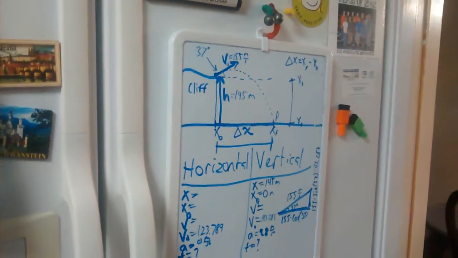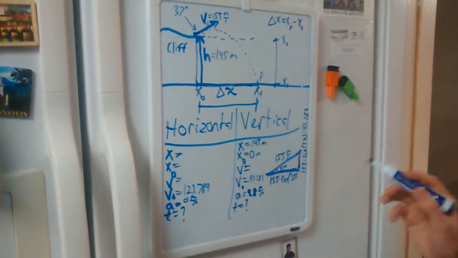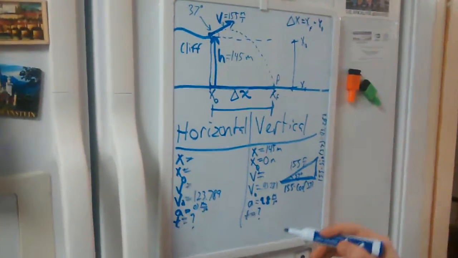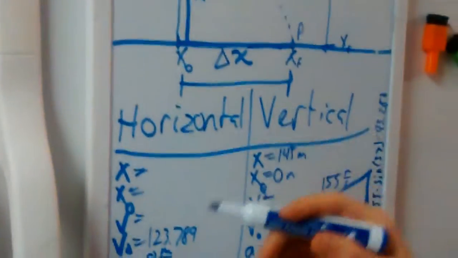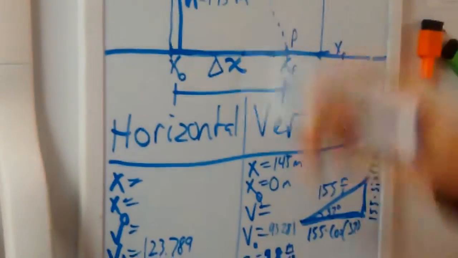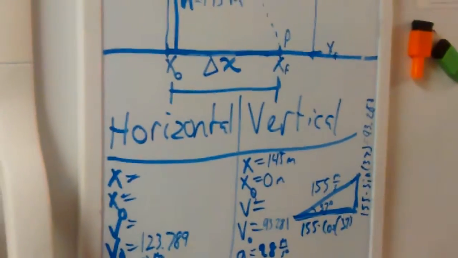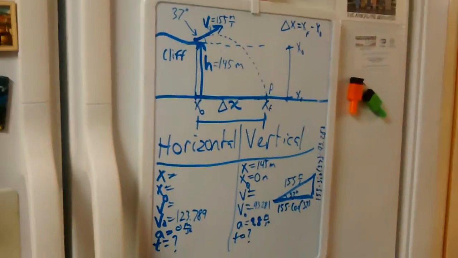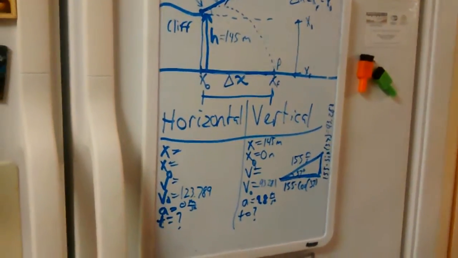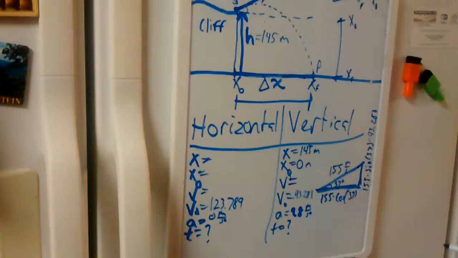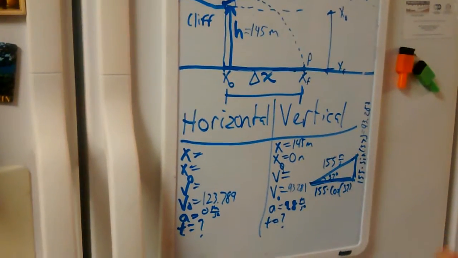I'm back. When we left off, we were in the midst of filling in information for horizontal and vertical components for this projectile motion problem. There's one minor mistake that I made that I would like to point out. This is actually very important. Without this mistake, I think we'd be able to solve the problem.